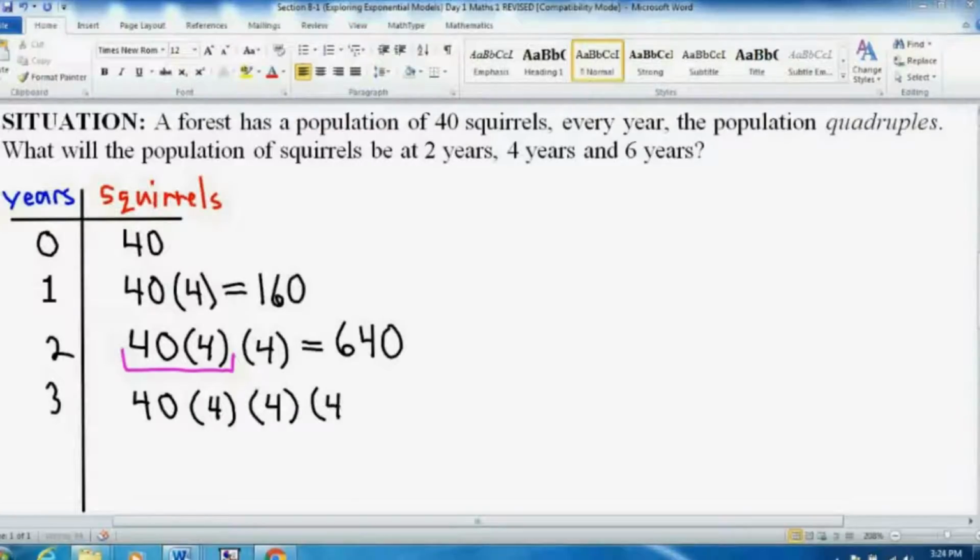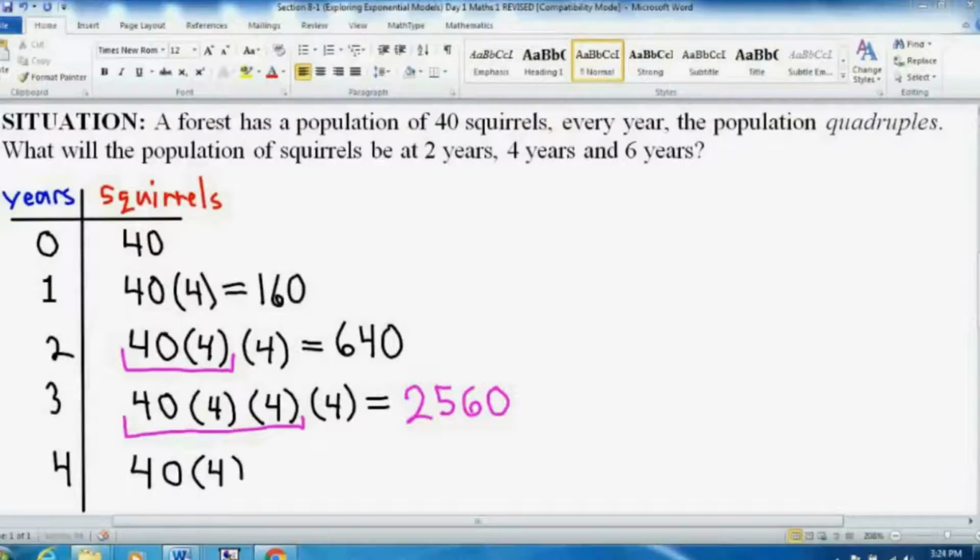Year 3, we will again express this squirrel population as 40 times 4 times 4 times 4. And recall that this expression represents the previous squirrel population of 40 times 4 times 4 quadrupling, which will give us a squirrel population of 2,560.